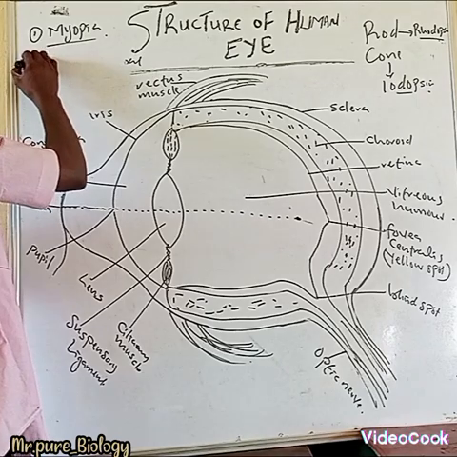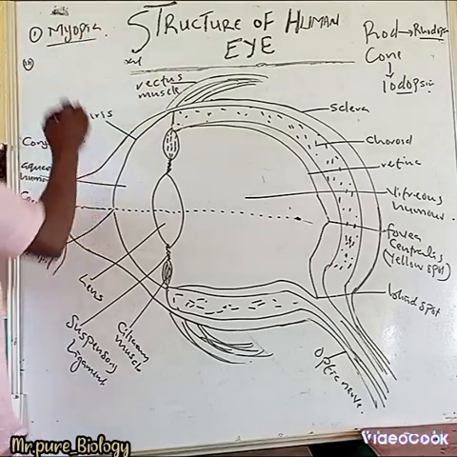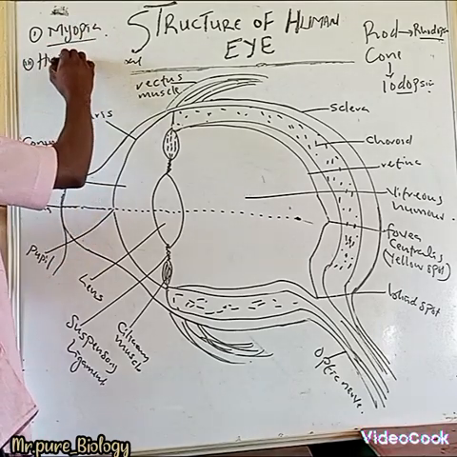Number 2 of it now is what we call long-sightedness, or hypermetropia.